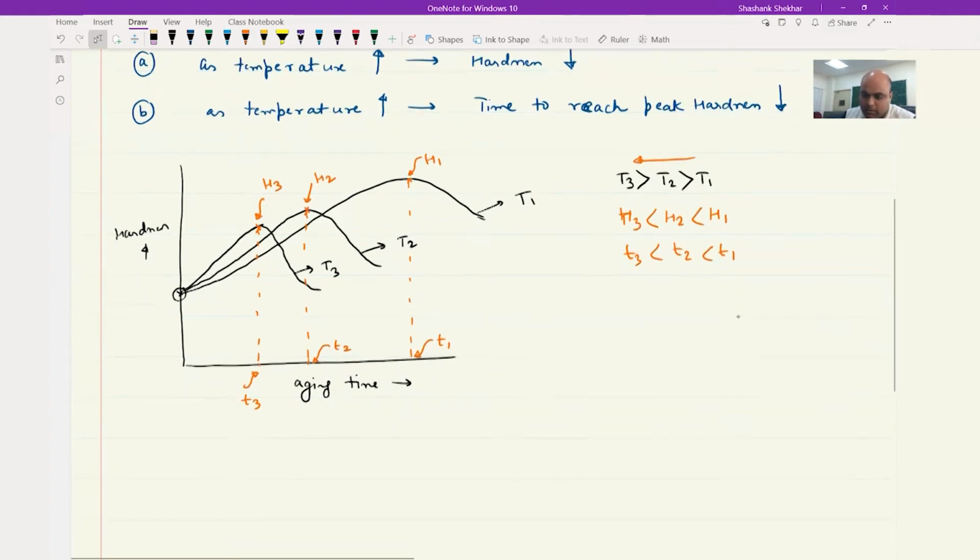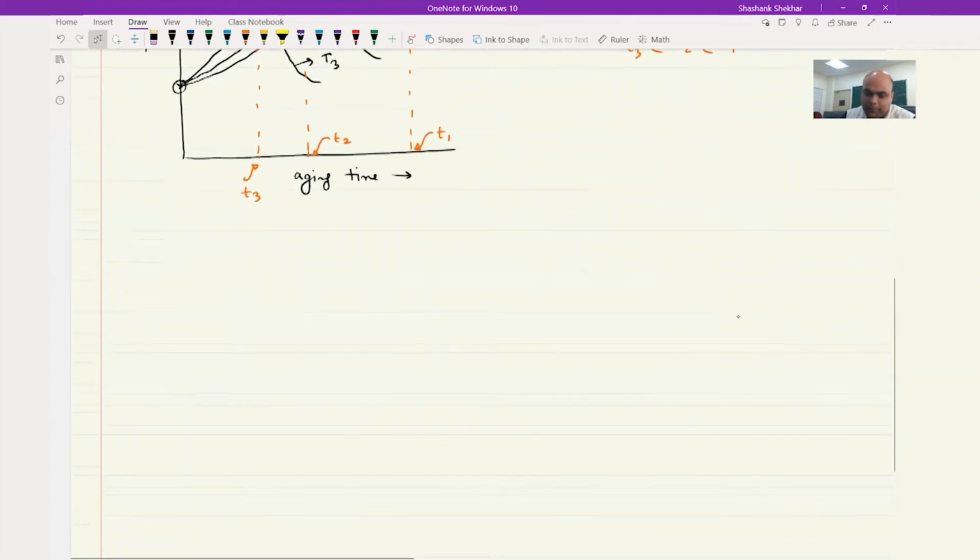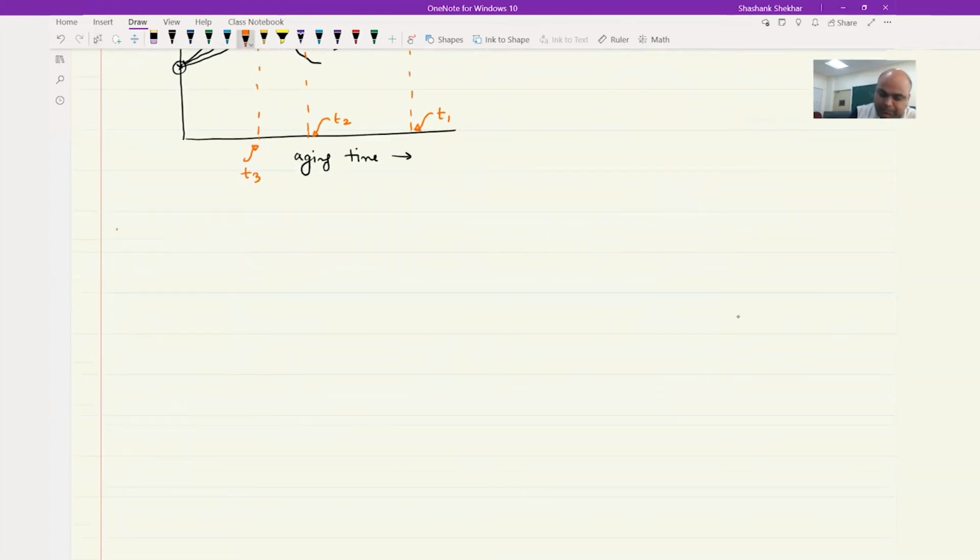So now let me go to another important point. If you remember, when we were talking about the steps for precipitation, the first step was solution treatment, then we quenched it, and then we aged the alloy, right? So then our question comes, why do you want to quench it? Why don't you slow cool it and form beta, the equilibrium structure based on the phase diagram?